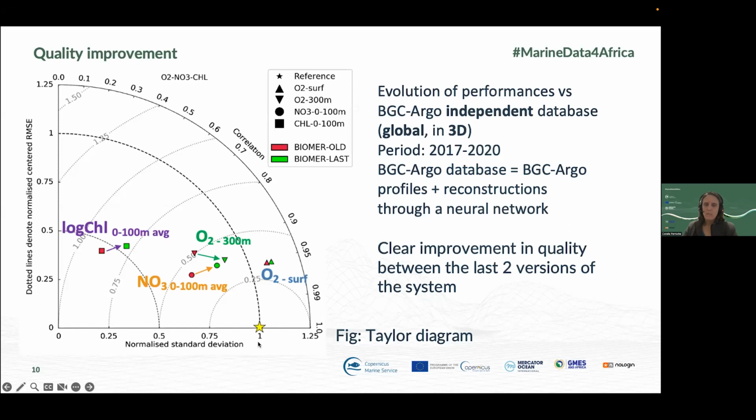The yellow star is the reference data set that the model should be as close as possible to. And this reference data set is the BGC Argo float database that is totally independent. We don't assimilate it in the model. The statistics are computed at global scale and over 3 years. We see here a clear improvement in quality between the two last versions of the simulation.